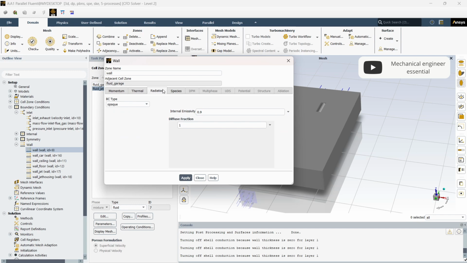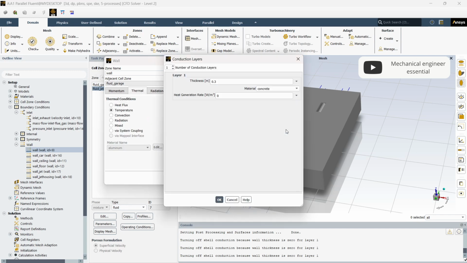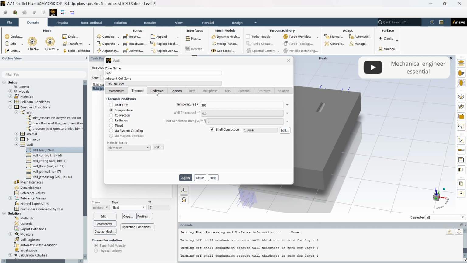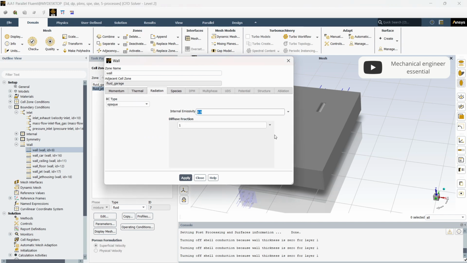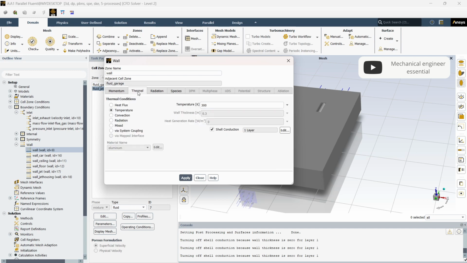Then, we set the material name to concrete. This ensures that Fluent uses the correct thermal properties, like conductivity and specific heat, for the wall during the simulation. Next, we set the internal emissivity to 0.9. This parameter defines how effectively the wall surface emits thermal radiation. A value of 0.9 indicates a surface with high emissivity, typical for rough and non-metallic materials like concrete. High emissivity is crucial when radiation modeling is active, as in our case, because it affects how much heat the wall radiates or absorbs from the environment.